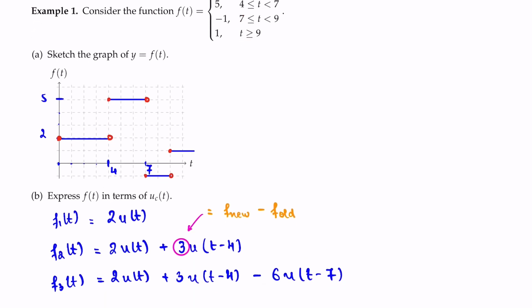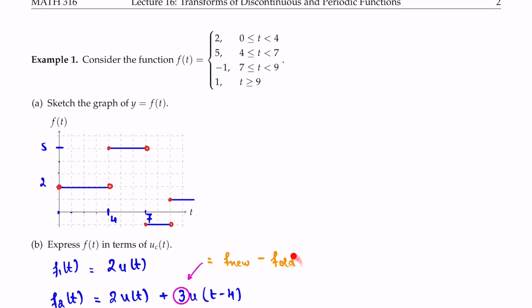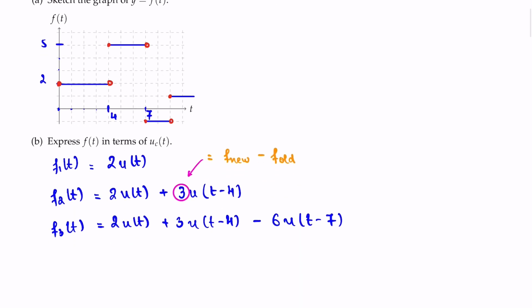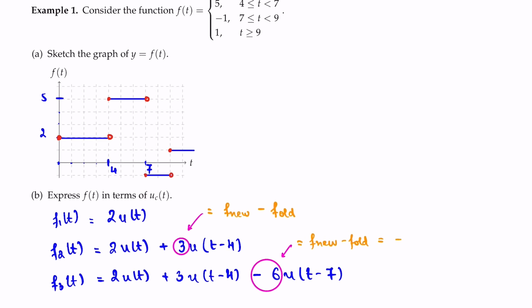Again, you can count how many times you move the function down, right? So in this case, you move it down by 6 units. Or you can look at this by using the formula. So instead of counting, this -6 is equal to f new minus f old. So in this case, the new function is -1 and the old function is 5. So that's why you get -6 for the coefficient.